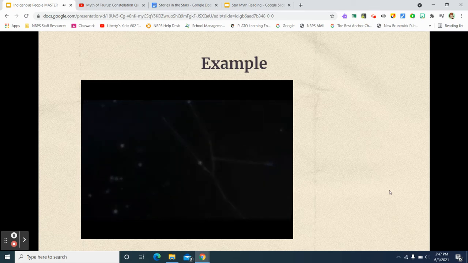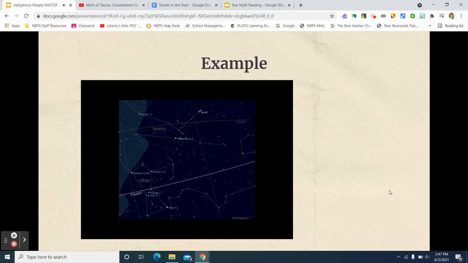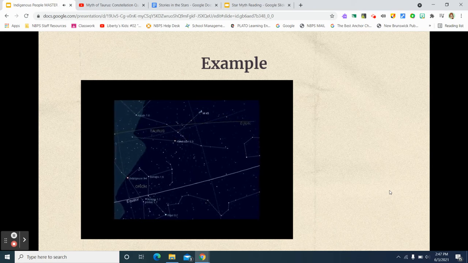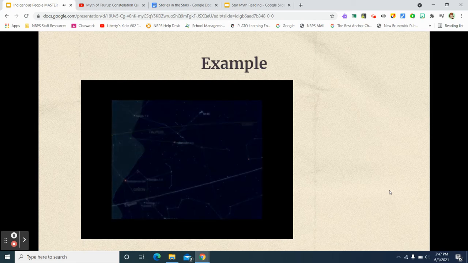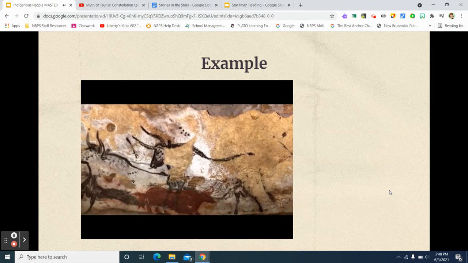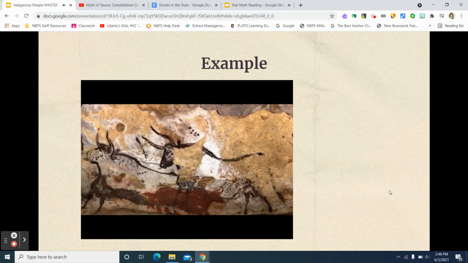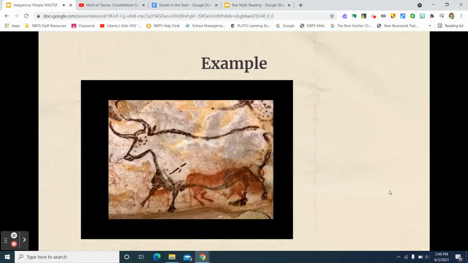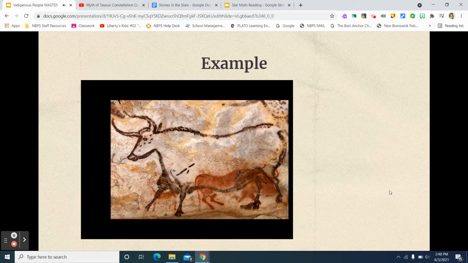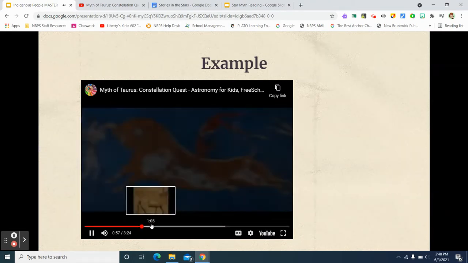Taurus is best viewed in December and January in the northern hemisphere. Its name is Latin for bull, and it is one of the oldest known constellations, recognized at least as far back as the early Bronze Age. Some archaeologists even believe that the constellation Taurus was depicted in the cave paintings at Lascaux in France. So this is a story that's existed for a really long time.